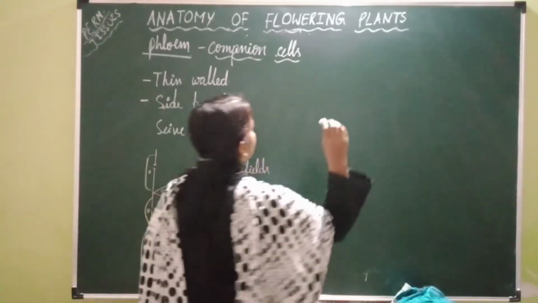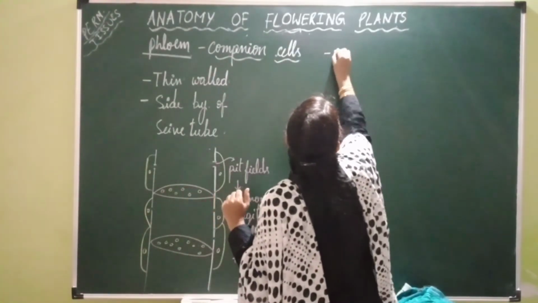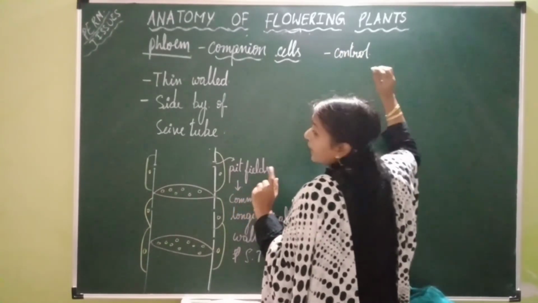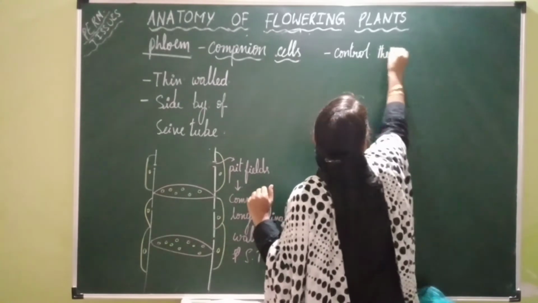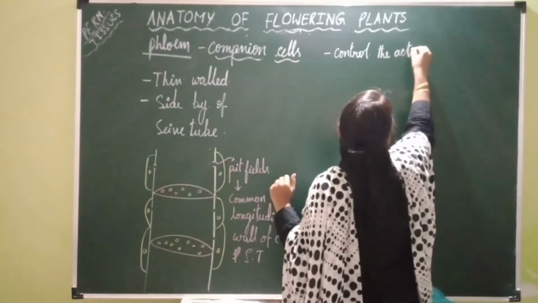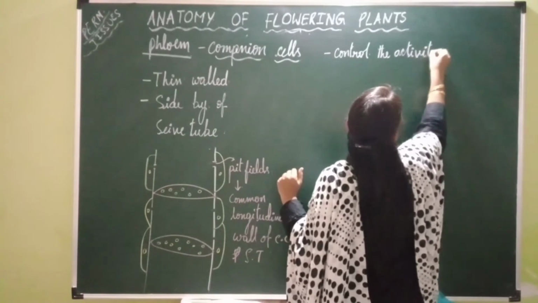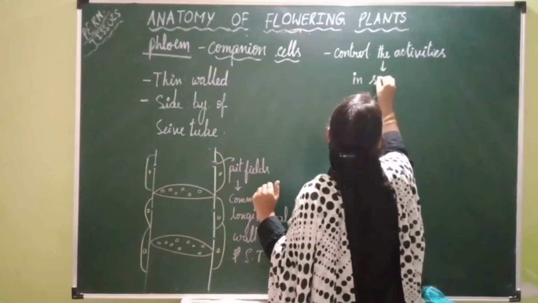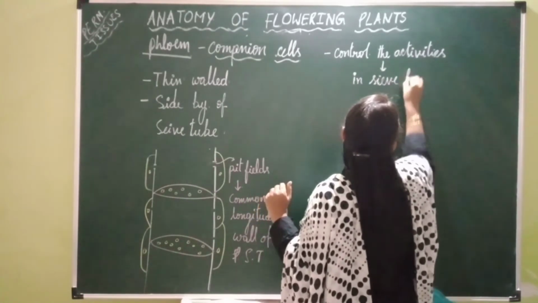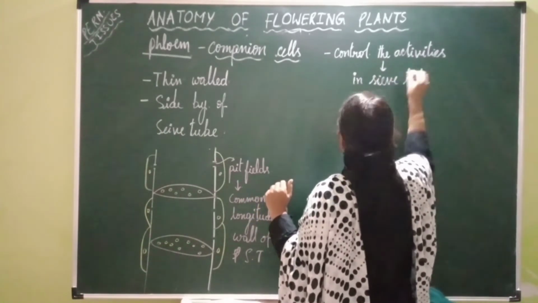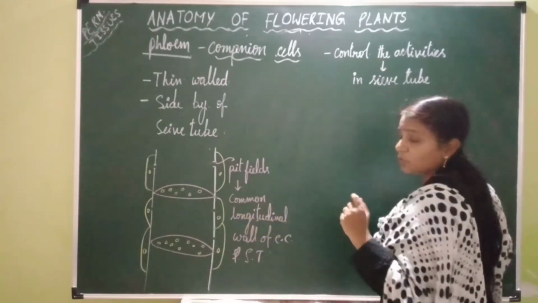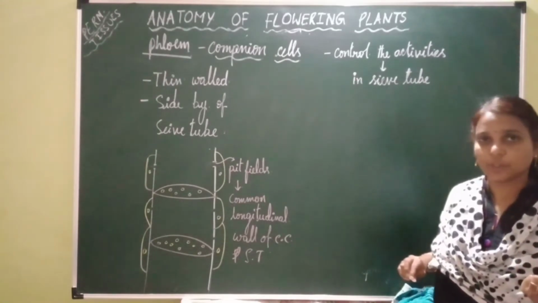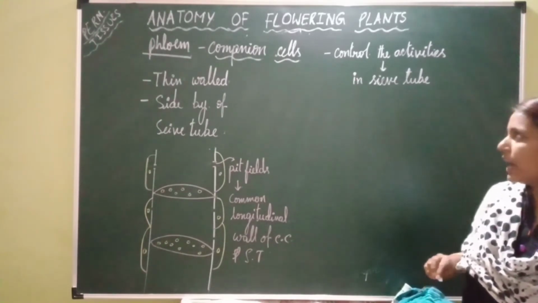Companion cells are involved in controlling the activities that occur inside the sieve tubes. How do they control the activities which occur inside the sieve tube? What is the activity that is taking place inside the sieve tube? That activity is transport or translocation of food material from one point to another point.